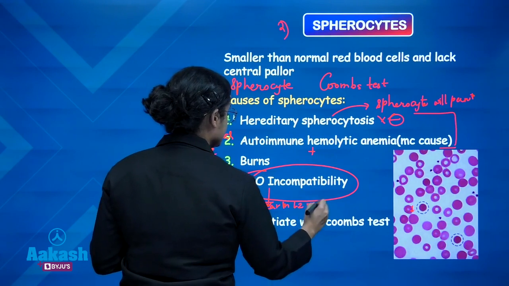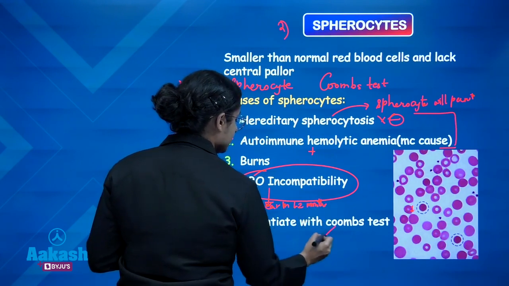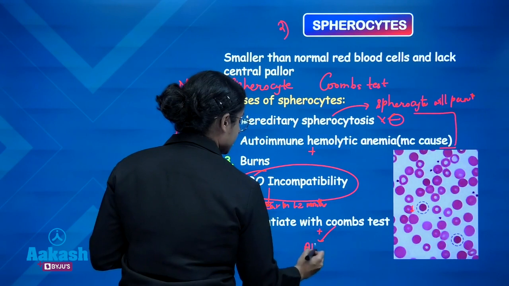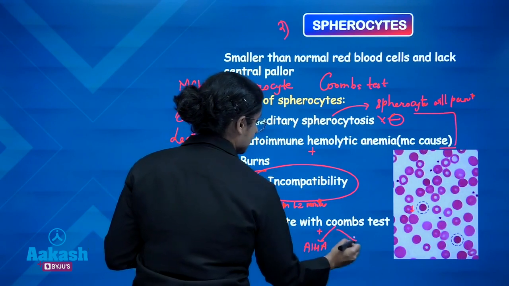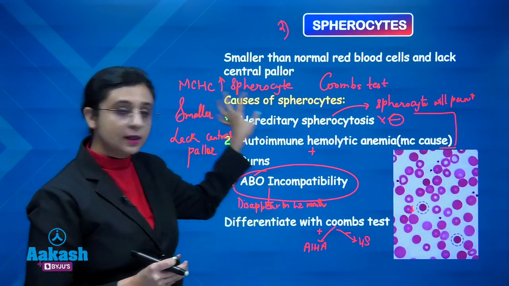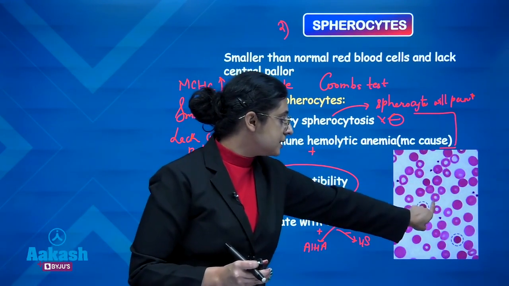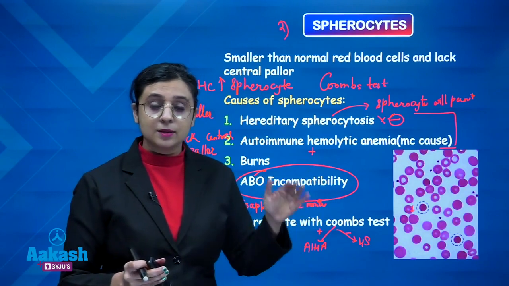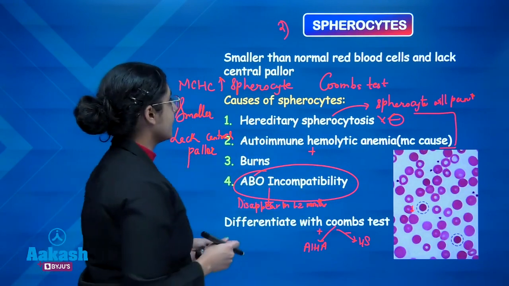What will happen to Coombs test? Coombs test will be positive in autoimmune hemolytic anemia and negative in hereditary spherocytosis. What will happen to MCHC? We have already studied. They are smaller than the surrounding RBCs and they lack the central pallor. So MCHC level will be high.